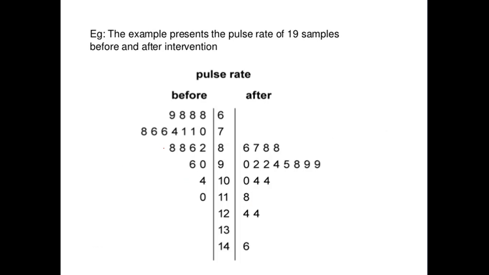So for example, present the pulse rate of 19 samples before and after intervention. Pulse rate before it was 99, 88 and 6, and after likewise we have calculated. So when we have taken the 19 samples, it has been presented accordingly.